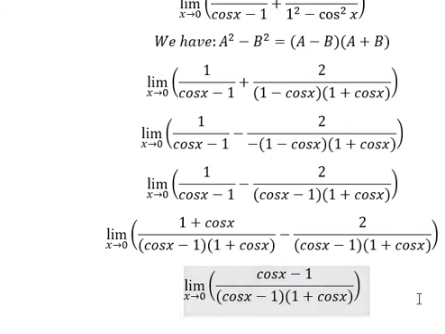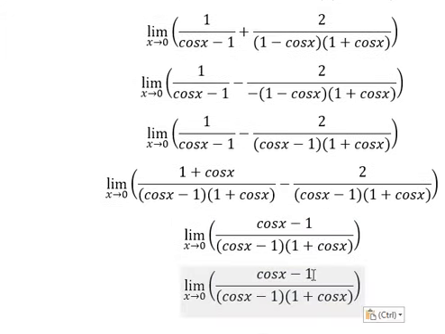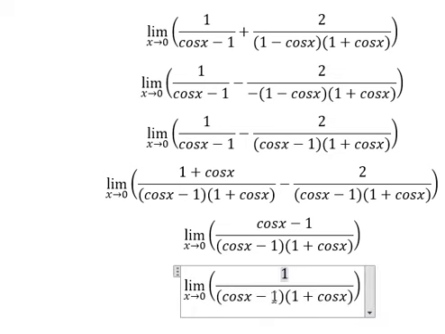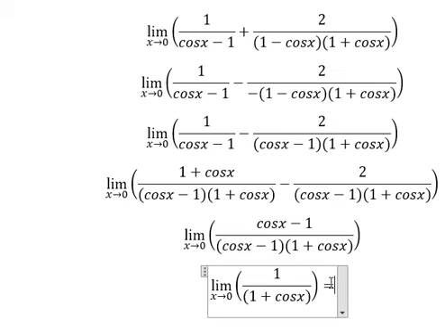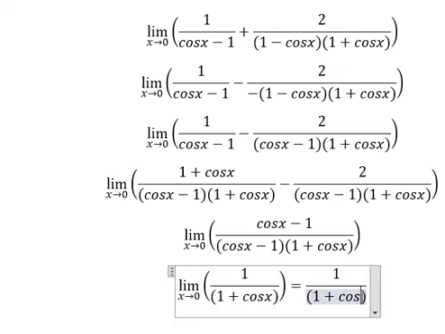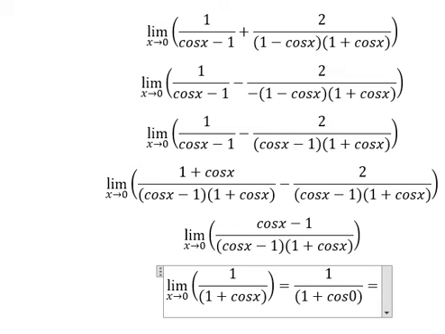Next, cosine x minus number 1 simplify on numerator and denominator. And now we can put number 0 on here. And we have the final answer. And that is about 1/2.